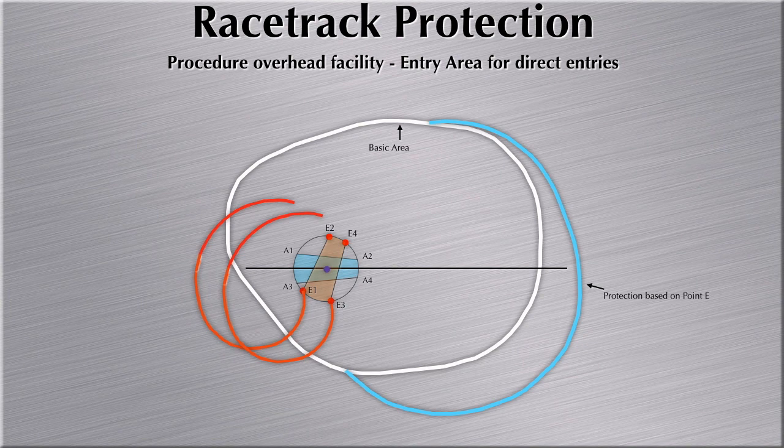There is an arc that must be created centered on the nominal facility that is tangent to the spiral at E1 and tangent to the basic area. This will account for any case of flying the direct entry between 0 degrees, meaning aligned with the inbound axis of the holding, and the 70-degree line.